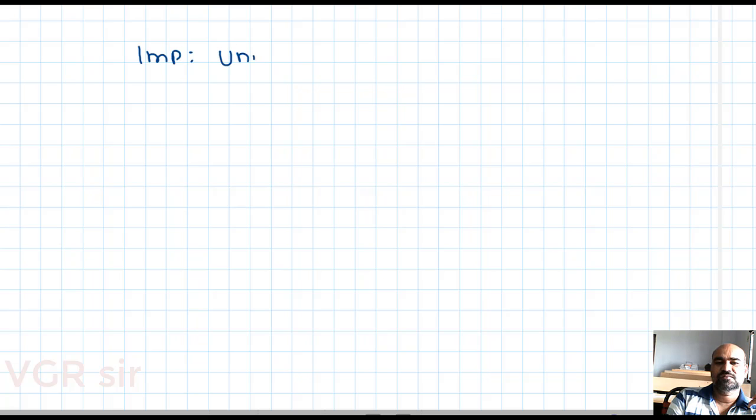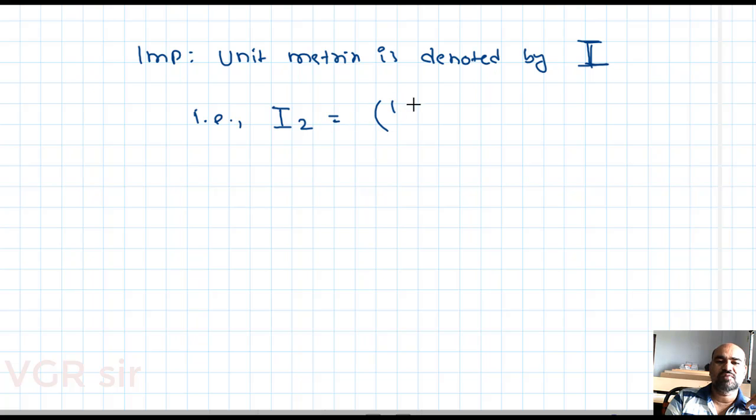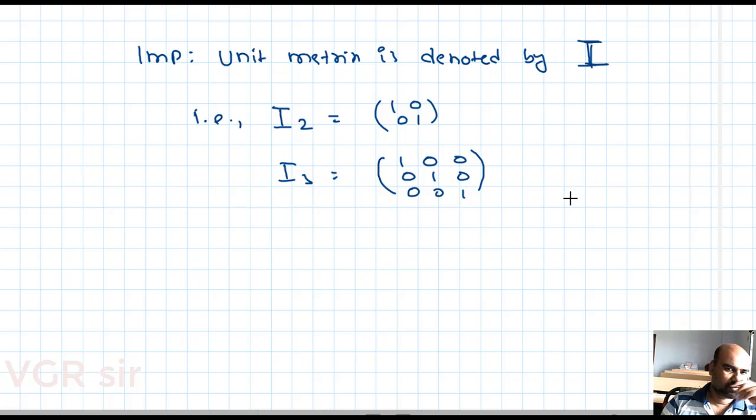A unit matrix is denoted by capital I. So I2 means a unit matrix with 2 rows and 2 columns, this one. I3 means a unit matrix containing 3 rows and 3 columns. And so on. In means n rows and n columns. This is about the unit matrix. Every unit matrix is a scalar matrix. Every unit matrix is a diagonal matrix.